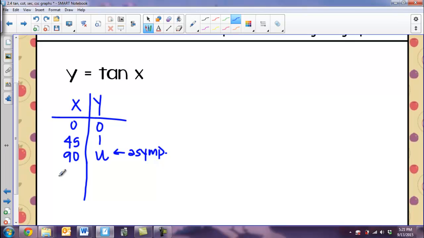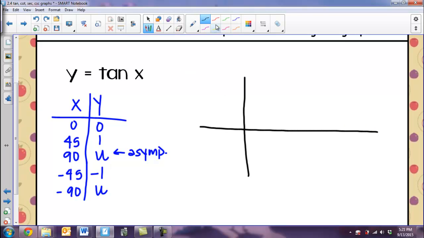I'm going to go ahead and graph a couple in the negative direction, because I'll just start repeating after that. Negative 45, remember if I flip-flop under the x-axis, that'll get me a negative 1. And then negative 90 is going to get me another undefined. So I'm going to go ahead and plot those points. Oh my gosh, that was like the least straight line I've ever drawn. Okay. And then I'm going to graph those points.